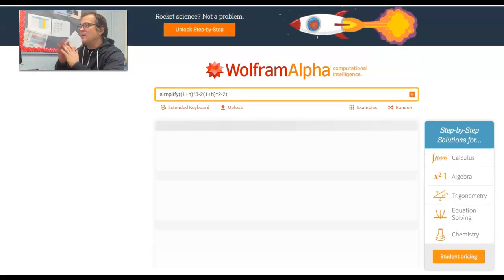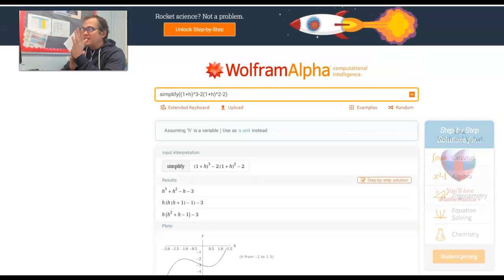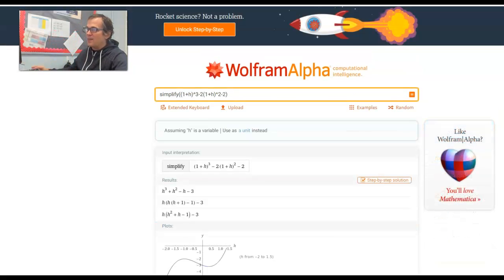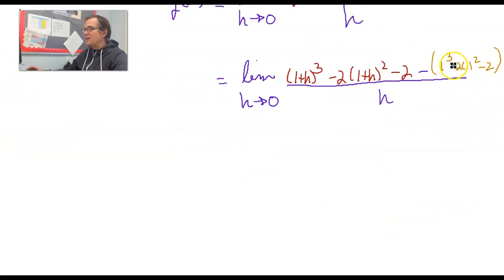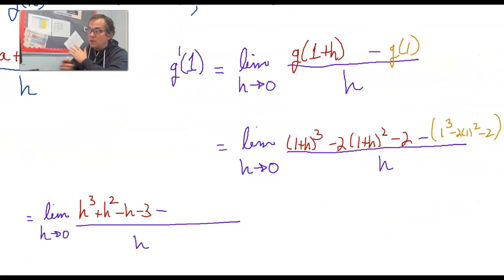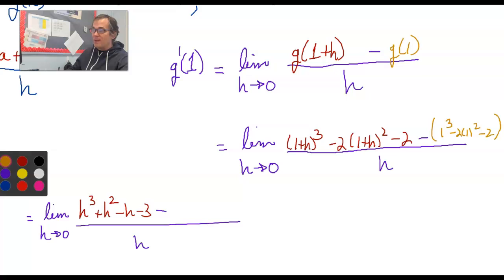I'm going to press enter, and it's going to tell me what I would get if I did all the algebra on that. This is the version of the expression that I care about. So that red part apparently becomes h cubed plus h squared minus h minus 3. So I'll go ahead and write all that in here. I'm going to pause while I do. So from the WolframAlpha page, I turned all this red stuff here into what it turned into. I'm going to go ahead and do this part with my brain.